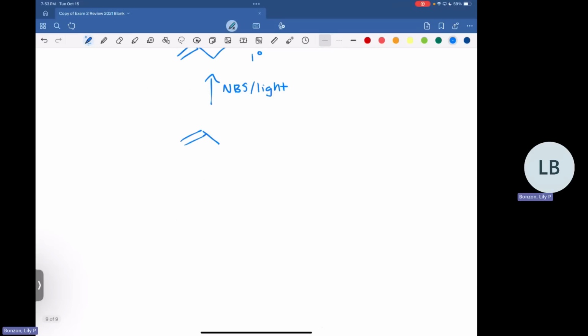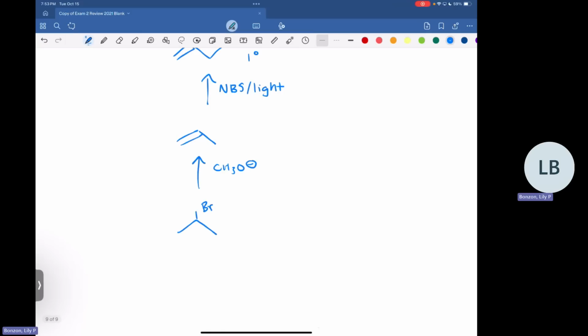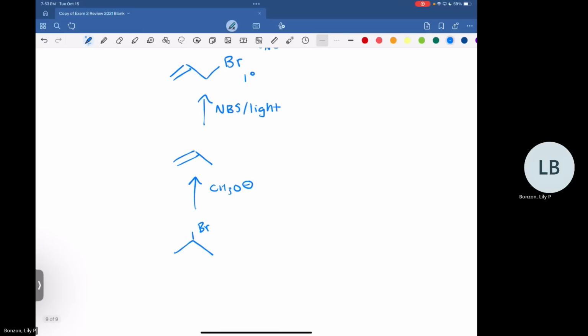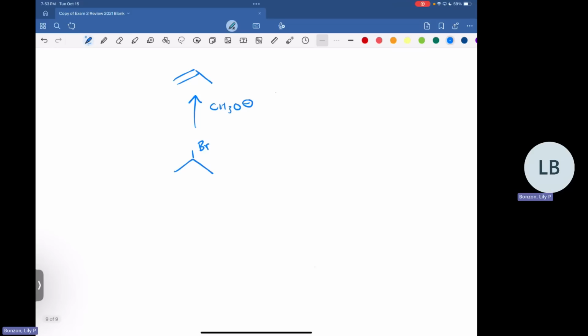So now we have a double bond, and we know to form double bonds, we need to do an elimination reaction. So I'm going to use a halide, and then I'm just going to do an E2 base. So I'm just going to do like CH3O minus. And so this would give us an E2 reaction, going forwards, so E2.